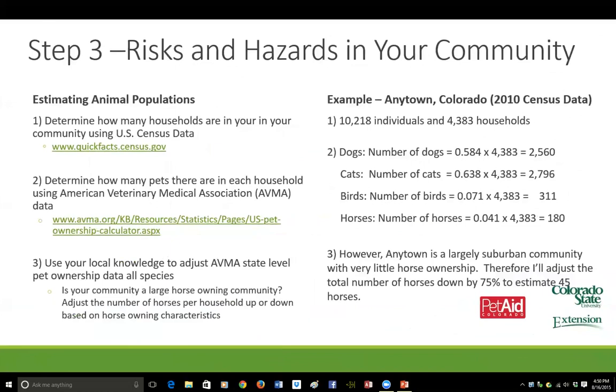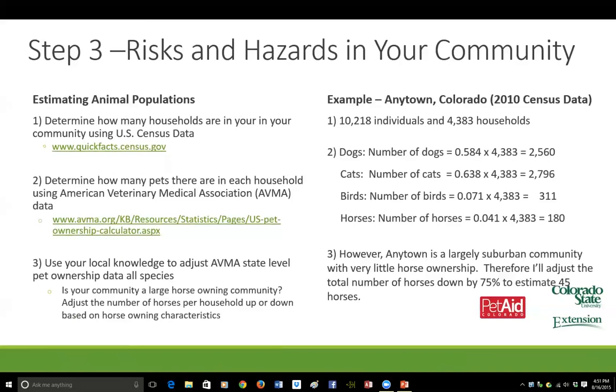Let's examine this exercise of determining your community's pet population in a little more detail. Step 3 of the Toolkit manual walks you through a high-level methodology of finding your community's overall pet population. In our webinar today, let's look at Anytown, Colorado. First, I locate U.S. Census data to determine how many households are in Anytown, and I find that my community has 4,383 households. I then determine how many pets are in each household, on average, by using the American Veterinary Medical Association's Pet Ownership Calculator.